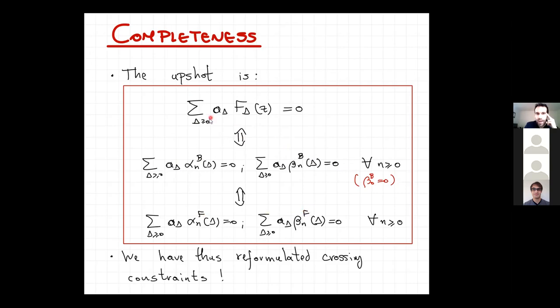Okay. So any solution to this equation, again, we are using these bosonic and fermionic bases, which have something to do with free theory, but it doesn't matter. At the end, these are just some mathematical functions that you can compute once and for all. And the claim is that solutions to this equation are the same as the solutions to these equations, which are the same as the solution to these equations. Okay? So it's a complete reformulation of the constraints of crossing symmetry.